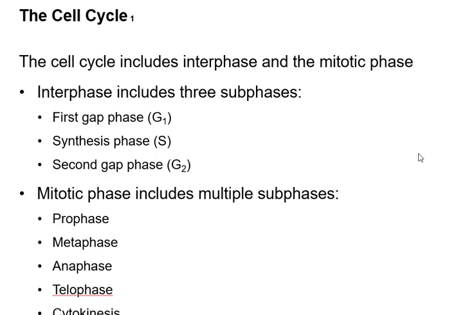This is as good a time as any for me to tell you about mnemonics, which are memory devices that will help you remember things. You do need to know the phases of mitosis. And the easiest way that I have found is to remember IPMAT. IPMAT, I-P-M-A-T. If you can remember the word IPMAT, then the phases of mitosis will fall into place for you.